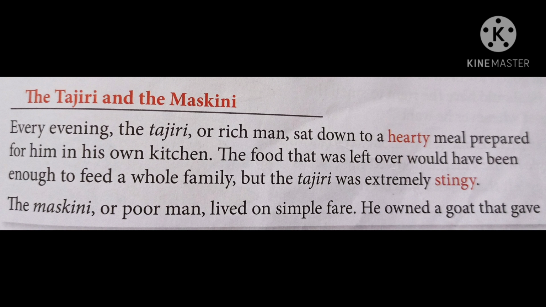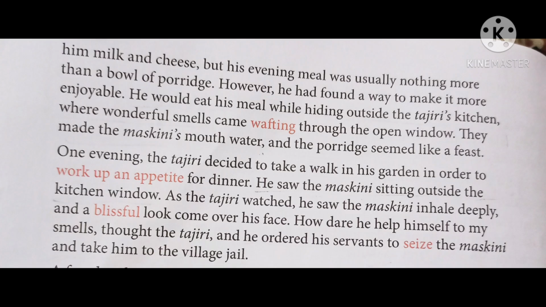Now the Tajiri had a neighbor. The neighbor was the Maskini, or the poor man. The poor man used to earn very little money. The only thing that he owned was a goat. And the goat used to give him milk and cheese. That was his only source of income.